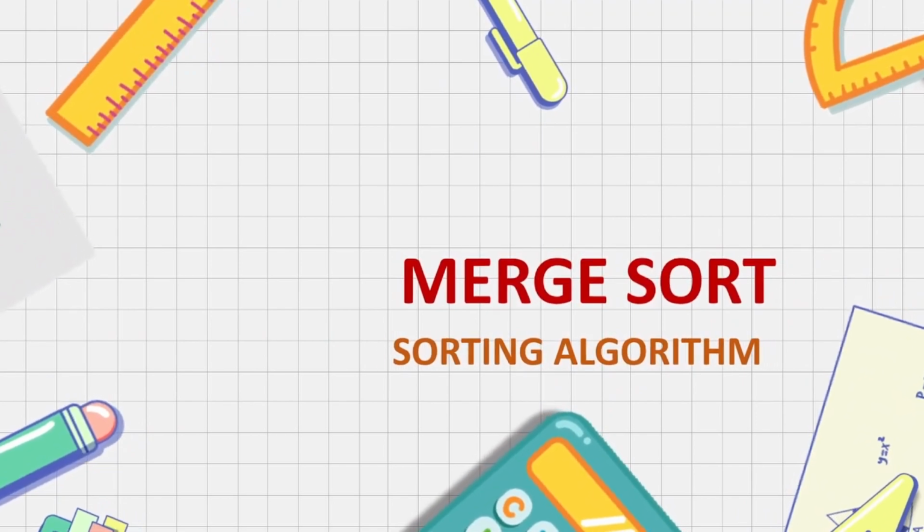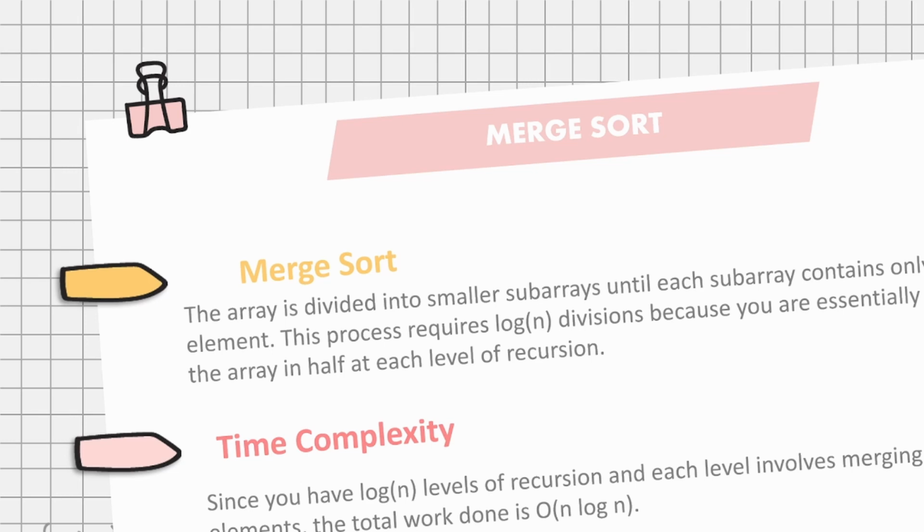Here's our short group presentation on what a MergeSort algorithm is, or rather, what we call a divide and conquer algorithm. A MergeSort algorithm divides your array into smaller subarrays until you have subarrays that contain only one element, and then we merge those back together.